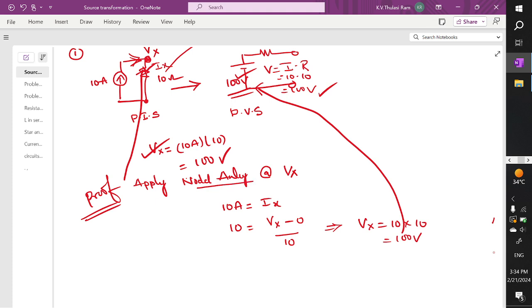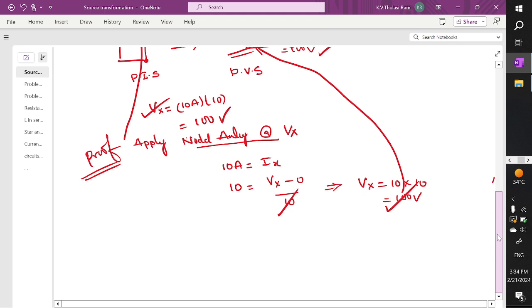Or if you want a proof, why we did the product, the proof is like this. Apply nodal analysis at node Vx with entering current. Actually, these are in a closed path. So 10 amps is going, and this 10 amps can also be written as (Vx minus 0) by 10. That's how we are getting 100 volts. This is called the first problem.